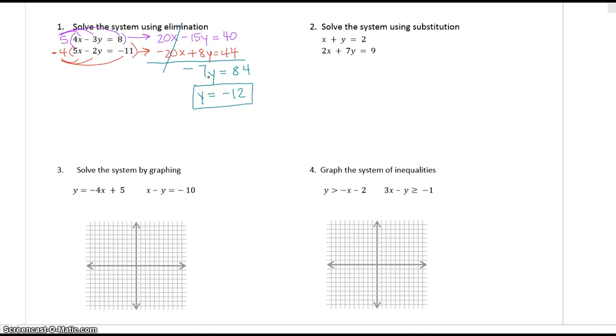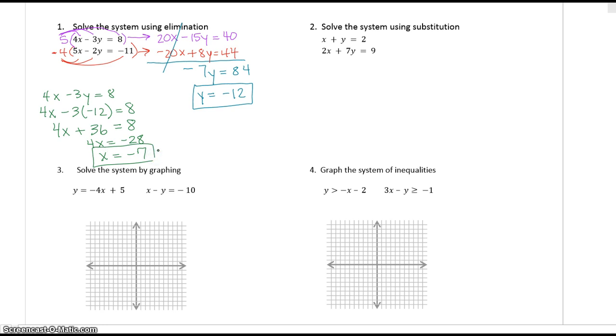Now you need to find x. To find x, you're going to take the value of y and plug it in to y in either equation. It does not matter. But I'm going to go ahead and take the top equation, 4x minus 3y equals 8. I know that y is negative 12, so I'm going to say 4x minus 3 times negative 12 equals 8. Solve this equation for x. 4x plus 36, because a negative times a negative is a positive, equals 8. Subtract 36 from both sides. Get negative 28, and when you divide by 4, you get x equals negative 7.